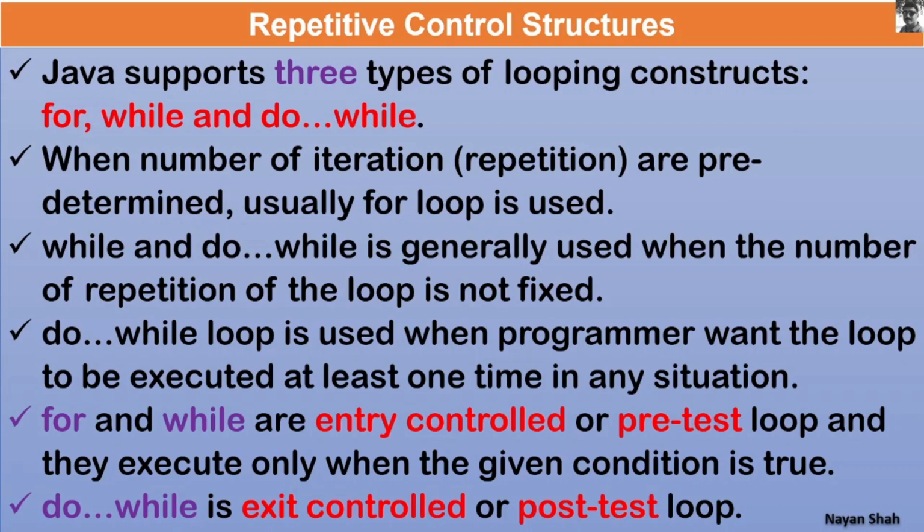Whereas on the other hand, do while is an exit controlled or post-test loop. It means that on entry to the do while loop, nothing is checked. So you enter the loop without any condition being checked, but when going for the next repetition, it checks the condition, and if the condition is not satisfied, the loop will get over. But it will get executed at least one time. That is in do while, because it is an exit controlled or post-test loop.